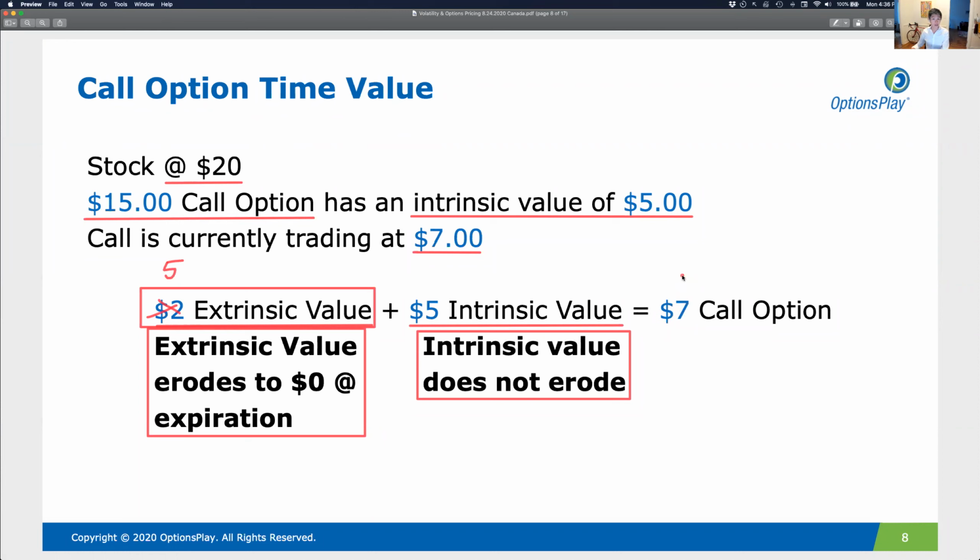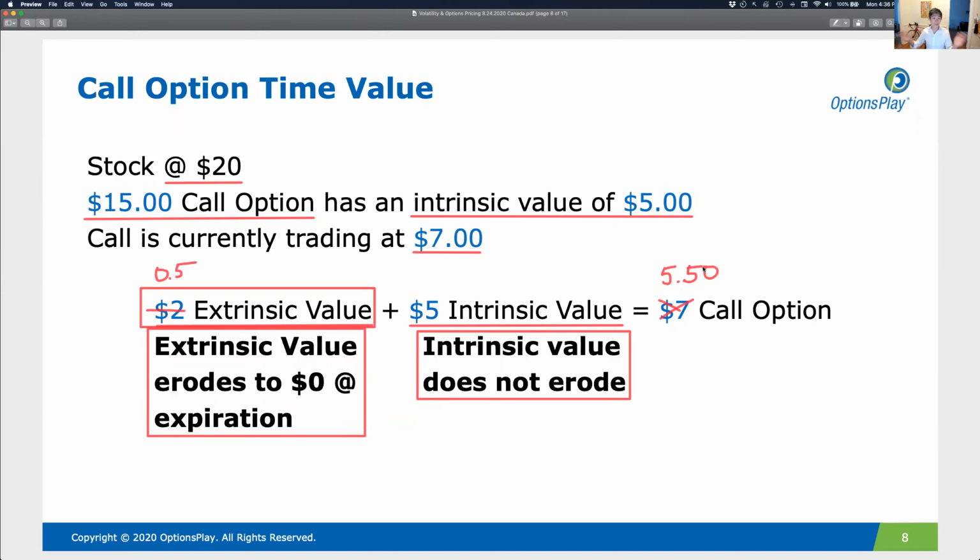Now, vice versa, if let's say this stock is not very volatile at all, maybe it doesn't have $2 of extrinsic value, maybe it only has 50 cents of extrinsic value. So now the value of your call option, instead of being $7, will be $5.50.